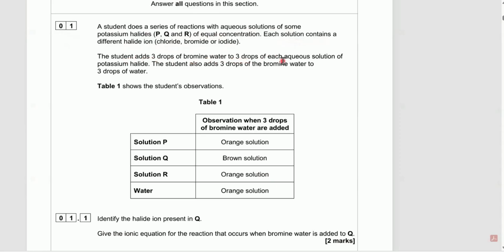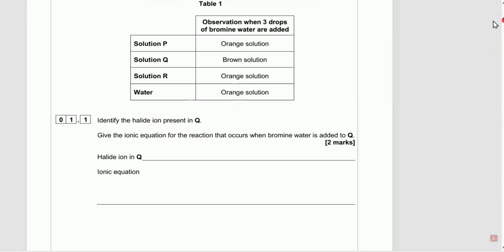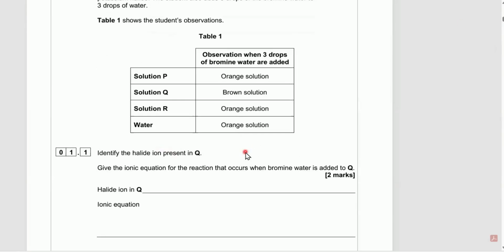The student adds 3 drops of bromine water to 3 drops of each aqueous solution of potassium halide. The student also adds 3 drops of bromine water to just 3 drops of normal water. And I guess that's proving that bromine water is orange. We've got the results here of the observation when the 3 drops of bromine water are added. Now it's asking us, can we identify the ion present in Q? Give the ionic equation for the reaction that occurs when bromine water is added to Q, and this is 2 marks.